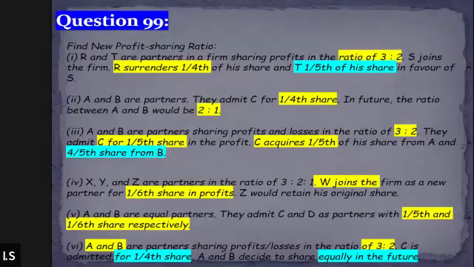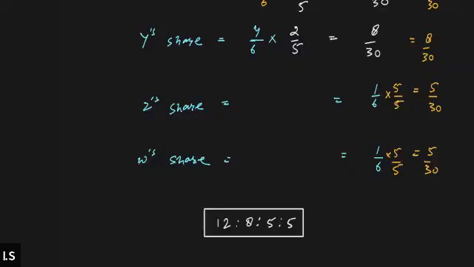Please tell me your answer. Sorry, Shifa. 12:8:5:5. Yes, this is right. Very good. Zainab, are you getting the answer, or are you still solving? Yes, sir. You got the same answer, no? Yes, sir. Okay. Anyways, I have the solution of it.